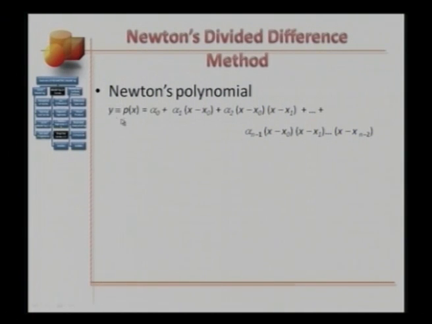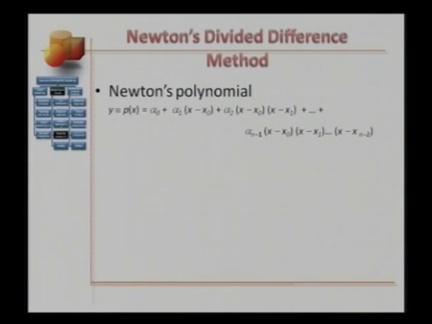The polynomial y is written as p of x, which is alpha 0 plus alpha 1 times x minus x0 plus alpha 2 times x minus x0 times x minus x1, and so on and so forth. Up till the last term, alpha sub n minus 1 times x minus x0 times x minus x1 up till times x minus x sub n minus 2. So given x0, y0, x1, y1, x2, y2, up till x n minus 1, y n minus 1, we should be able to compute Newton's polynomial. Alpha 0, alpha 1, alpha 2 are unknown coefficients at this time.